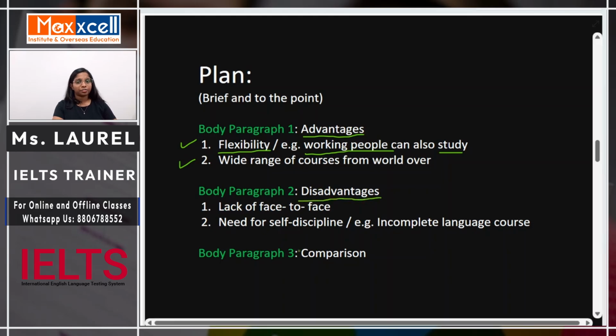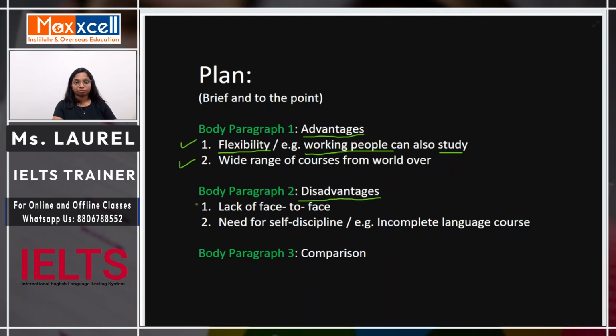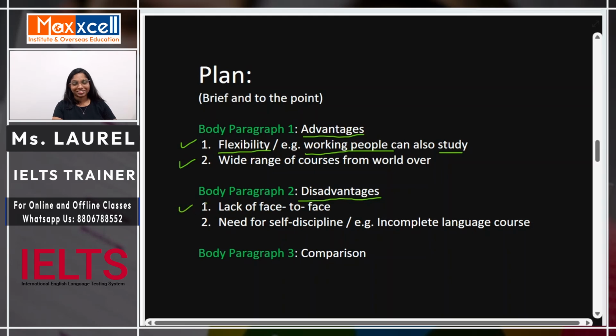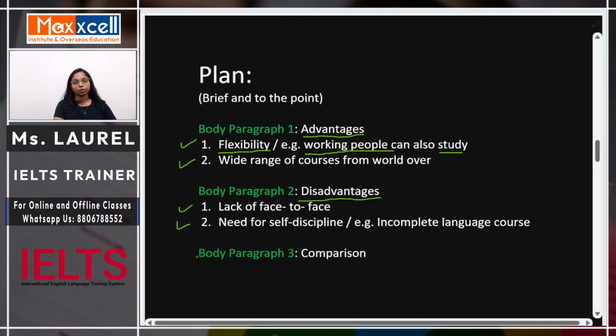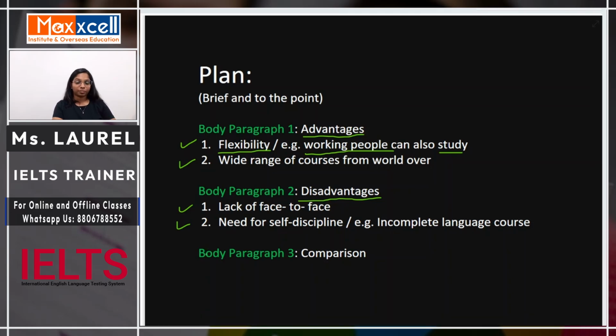Okay, and the 2 points that we have taken here is, one disadvantage obviously of online learning is that there is lack of face-to-face interaction. So there is very little personal interaction in case of online learning. You are not there in front of the person. There is very little physical contact. The other disadvantage of online learning is the need for self-discipline. You need to have a lot more discipline if you are going to enroll for an online class than you would need for an offline class.